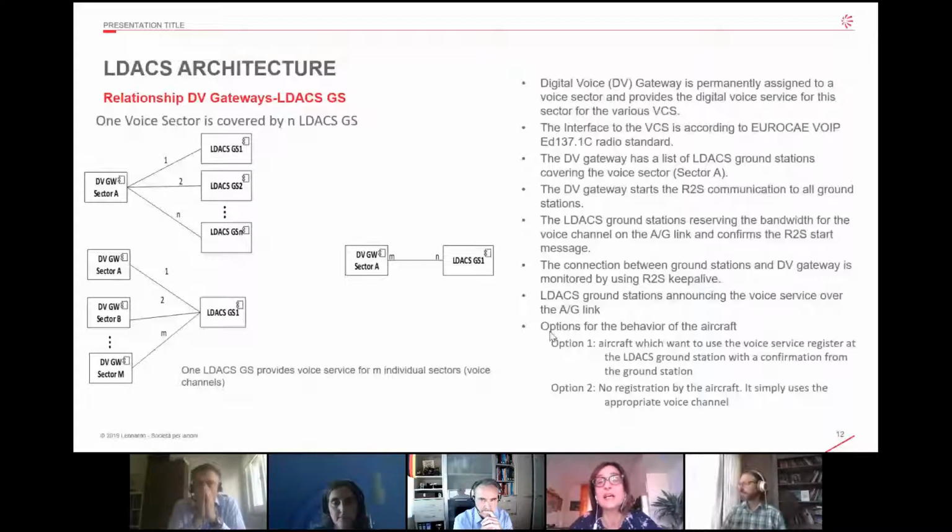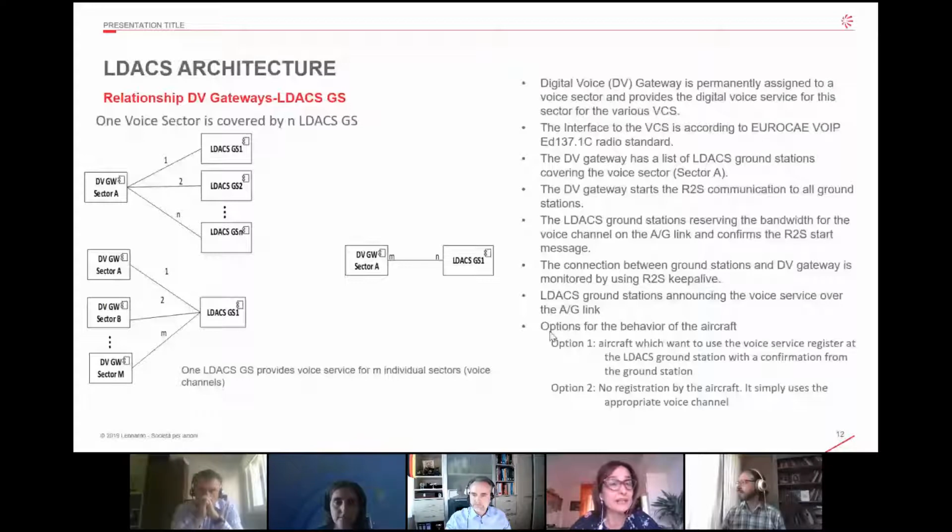And the LDACS ground station reserves the bandwidth for the voice channel on the air-ground data link and confirms the R2S start messages. This is possible due to all the quality of service mechanisms, which are one of the main features of the LDACS data link. The connection between the ground station and the digital voice gateway is monitored by using the R2S Keep Alive, and the LDACS ground station announces the voice services over the air-ground data link.